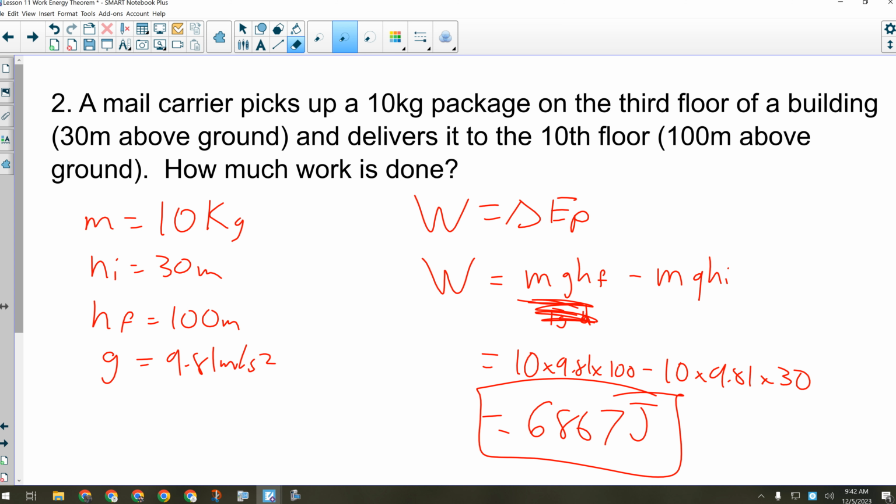Do I always need to use force times distance? Did I use force times distance here? Yep. Sort of. But I wasn't given the force. I figured out the distance was 70 meters. But if I'd have done this, force of gravity times distance, so that would be m times g, so 10 times 9.81 times the distance it was moved, 70 meters. Would I get the same number?